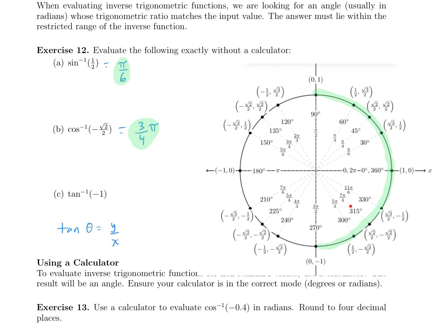So therefore the answer must be 7/4 pi. However, 7/4 pi is not in the domain of the inverse function. Remember, we must be in the domain of negative pi over 2 to positive pi over 2. And since 7/4 pi would require us to go outside of the domain, instead of going in the positive direction starting at 0, you're going to go in the negative direction.